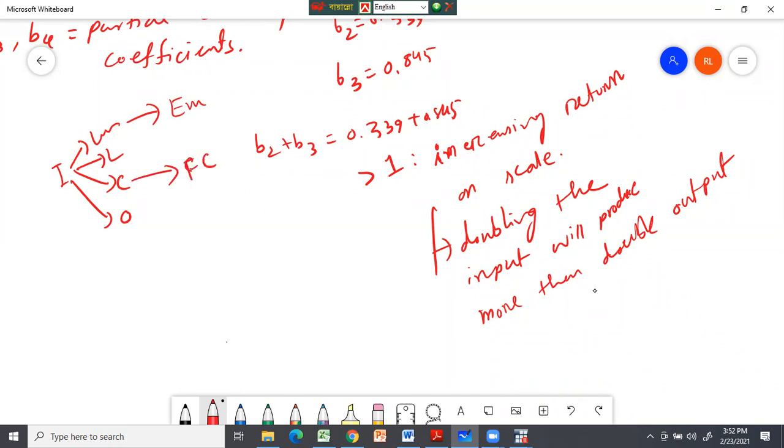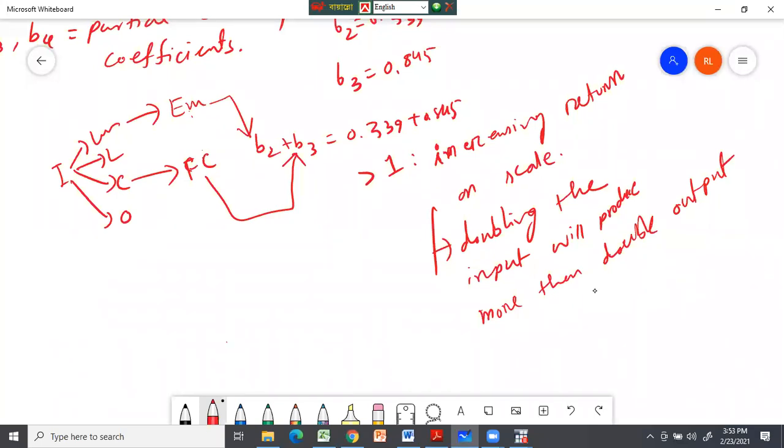So for employment, our coefficient value is B2, and for fixed capital, the coefficient value was B3. When we add their elasticity coefficients, one is 0.339, another one is 0.845. There are two inputs we have used, one is employment, another one is fixed capital. When you add these two inputs' elasticity coefficients, 0.339 plus 0.845, it definitely produces a value greater than 1, and that actually means increasing return to scale.